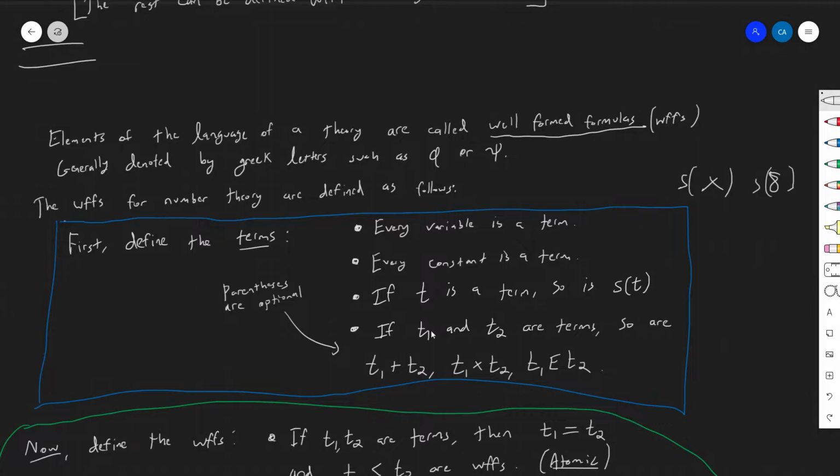And then if t1 and t2 are terms, then so are t1 plus t2, t1 times t2, and t1 e t2, exponentiation. Again, I can't say this enough times. I say plus, I say times, I say e. All I'm saying is that this is syntactically viable. This is a valid term.